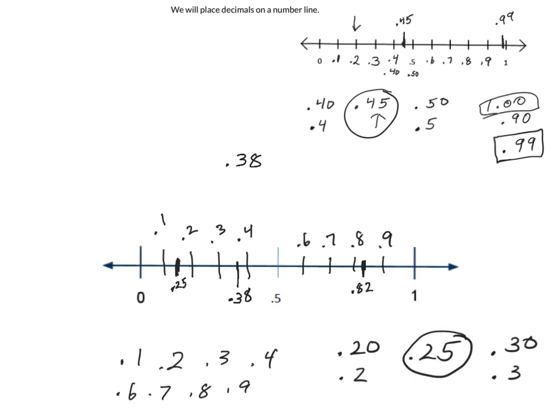And 54, that's almost in the middle of 50 hundredths and 60 hundredths, but a little less. So 50 hundredths is the same as 5 tenths, and 60 hundredths is the same as 6 tenths. So it's going to go right around here. And that's going to be 54.